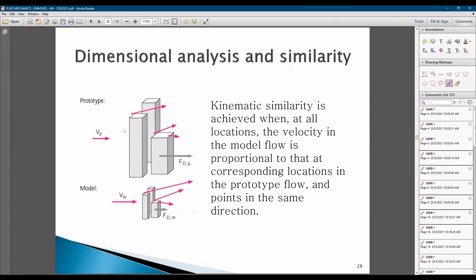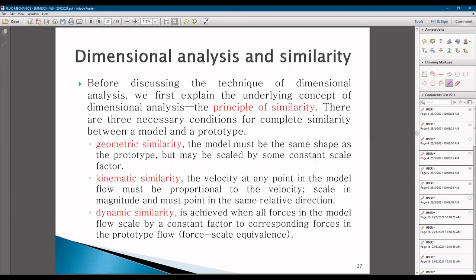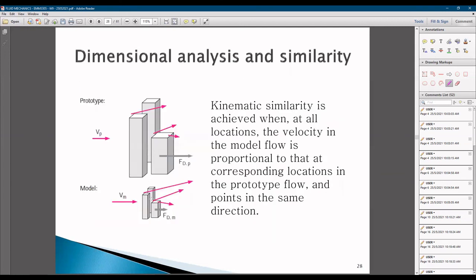The first one on top is the prototype. P stands for prototype, and M is for the model. You can see from here that for each of these boxes, the orientation and the location must be the same. The size and the geometry must be the same. As we know, for geometric similarity you need to have this. So it does have that.